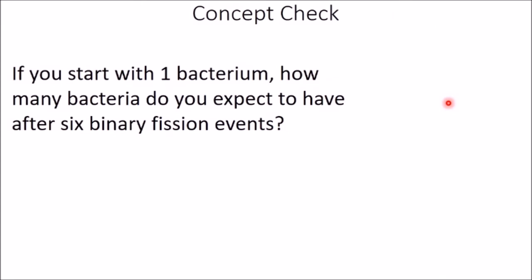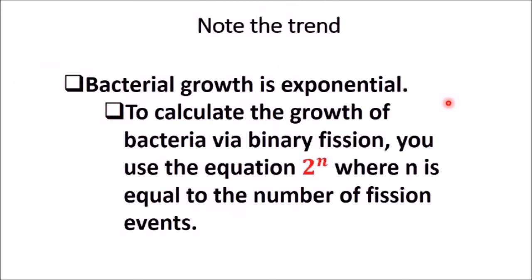All right. So here's the concept check. If you start with 1 bacterium, how many bacteria do you expect to have after 6 binary fission events? I told you it's exponential. So then the equation you should use is probably going to be exponential. So the answer is 64 bacteria. You should have paused the video and done that. If you didn't, well, whatever. Note the trend. Bacterial growth is exponential. To calculate the growth of bacteria via binary fission, you use the equation 2^n, 2 to the n, where n is the number of fission events. That's the same kind of equation you use to calculate the number of DNA copies that would result from, let's say, PCR or DNA replication. 2 to the n.